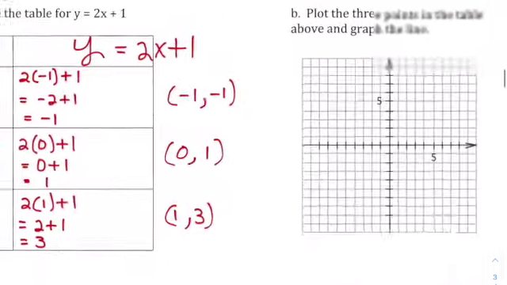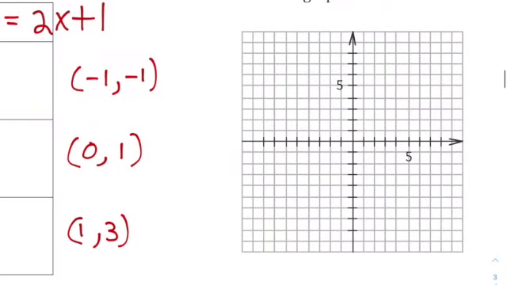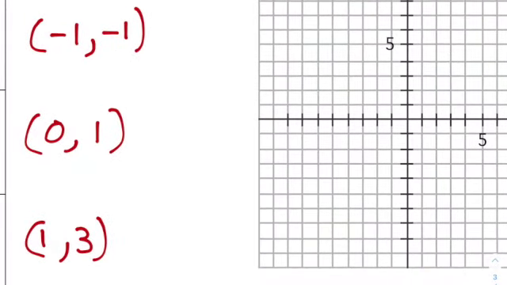And then I want you to plot them. So you have -1, -1 right here. And then you also have 0, 1. Remember, walk to the right. You have to walk to the location, then go up and down. Remember taking an elevator? So you have 1 and 3. You go over 1 and up 3. 1, 2, 3. Right there. And then connect them, and that should be a straight line.